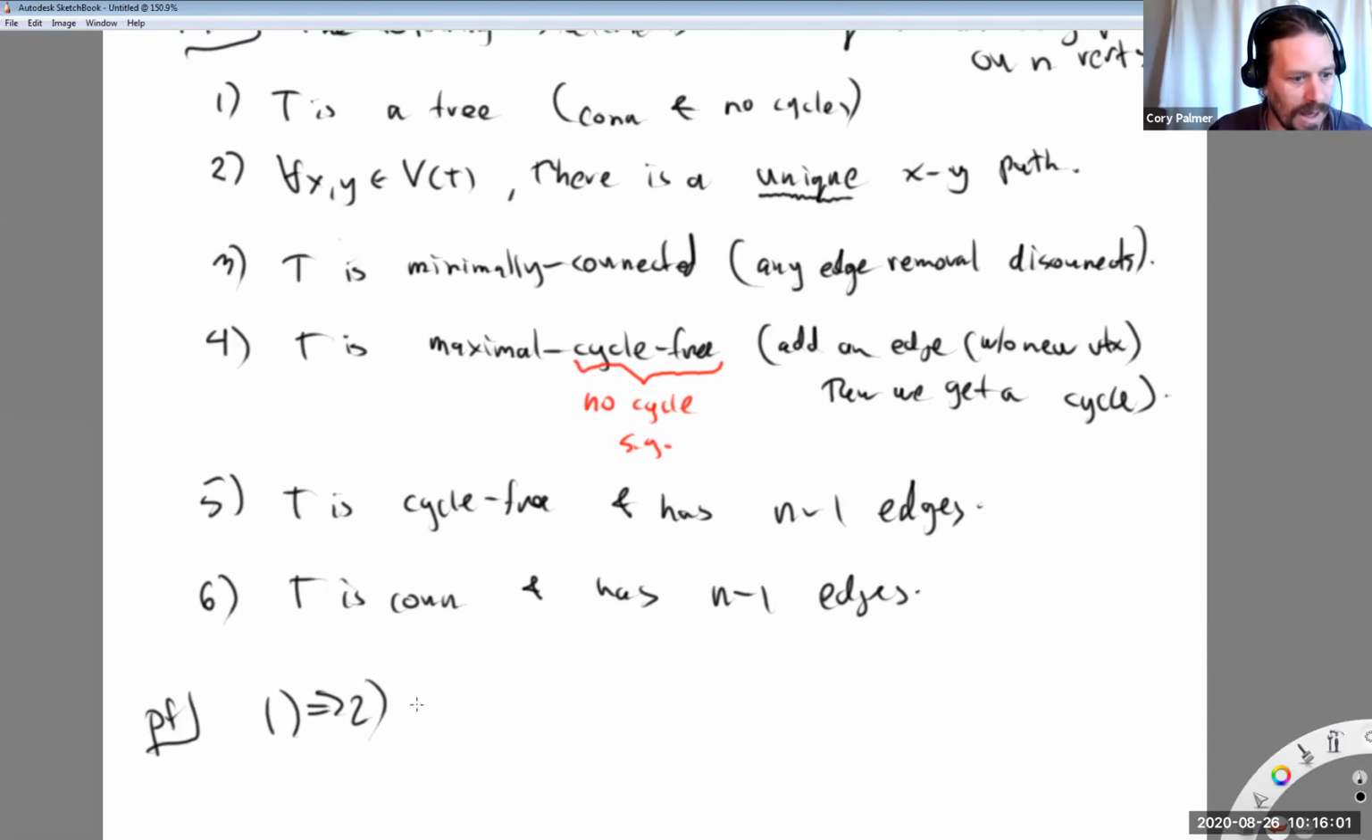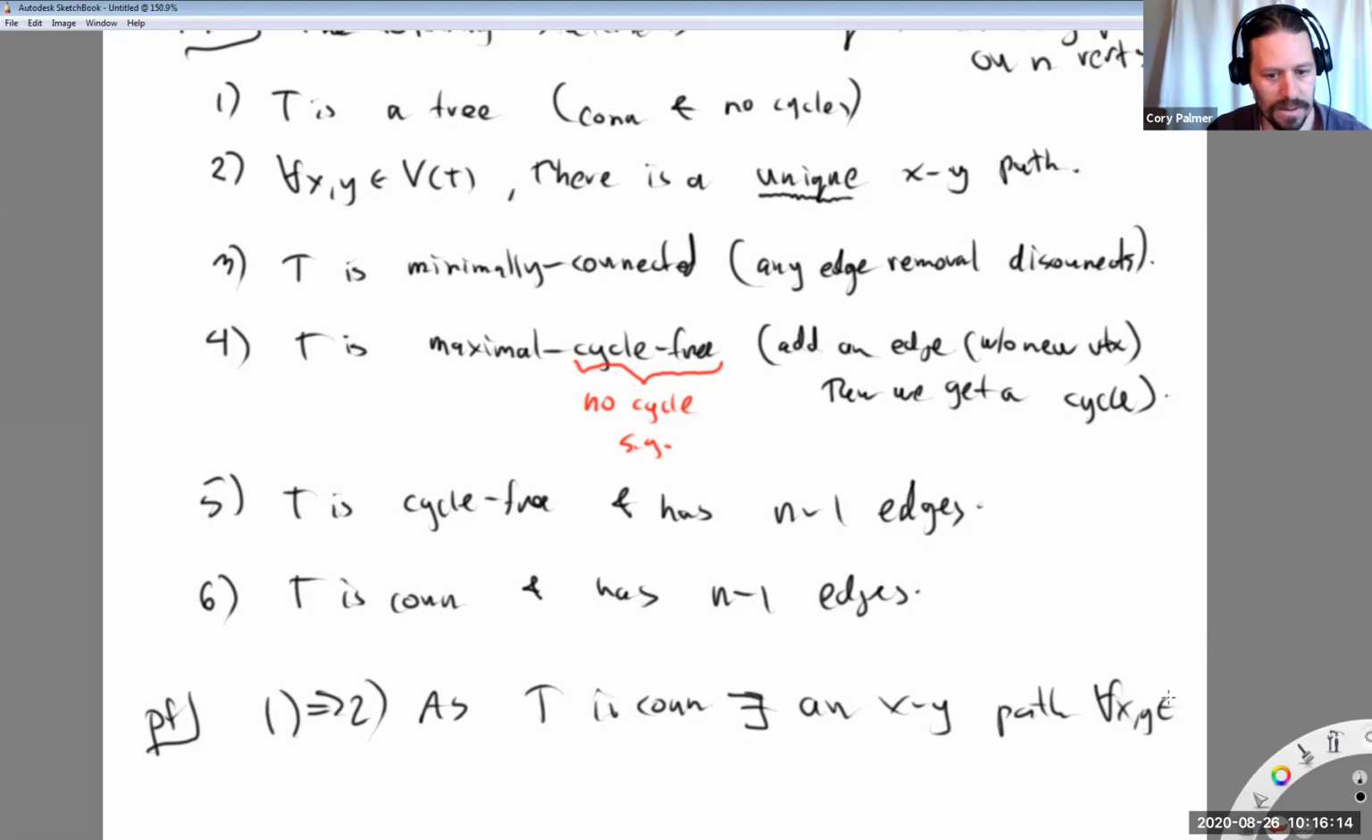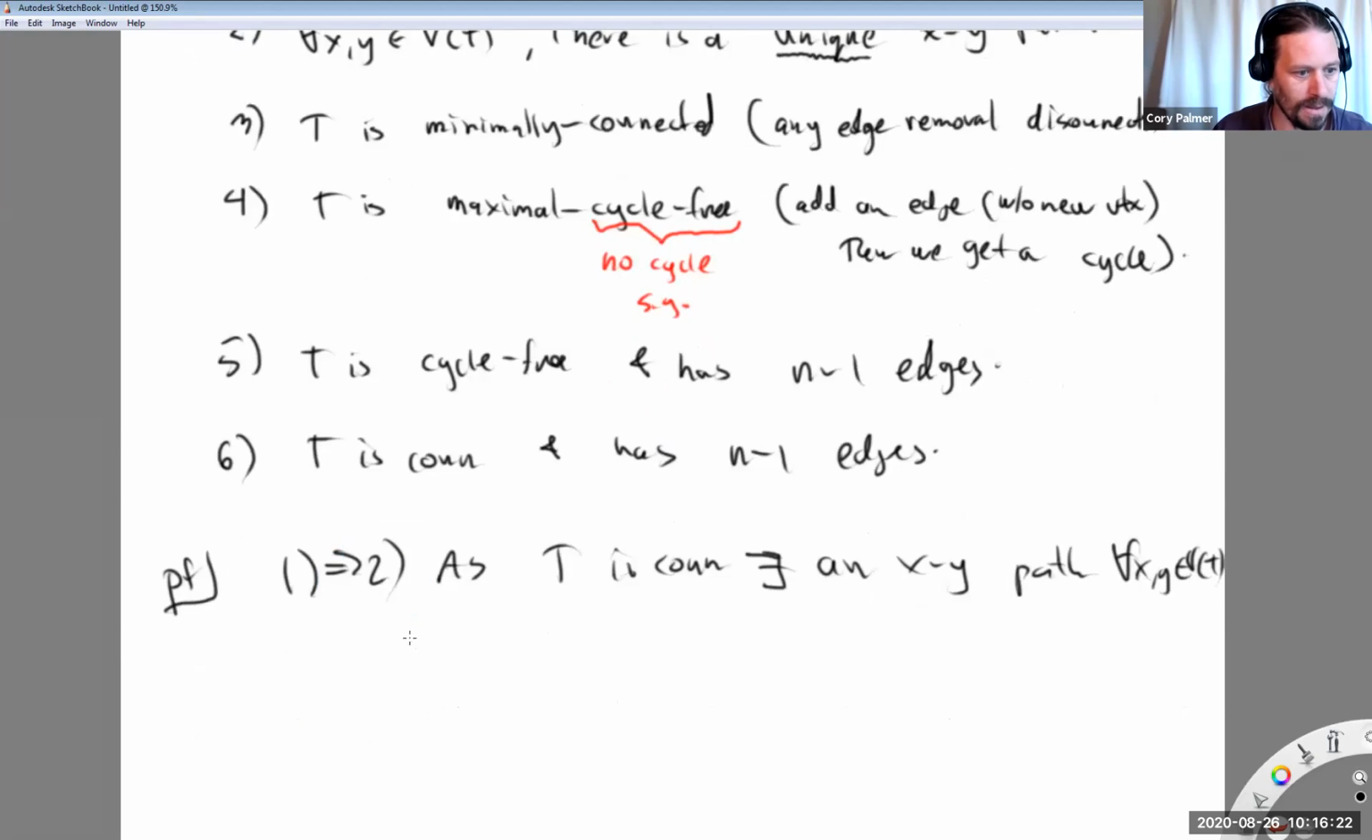So as T is connected, there exists an XY path for all X, Y in the vertex set of T, right? We know it's connected, so there does exist an XY path. I want to show that there's not 2. If there exist 2 XY paths for some X, Y, then what?